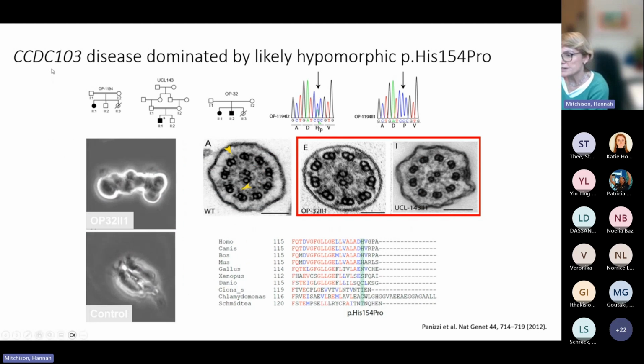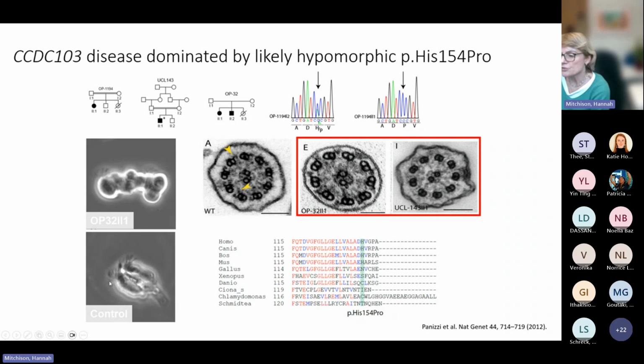CCDC103, this is another dynein assembly factor where outer and inner dynein arm loss is happening when you get a null allele, but the disease is really dominated by a single mutation, a founder effect mutation, a histidine to proline change at amino acid 154.